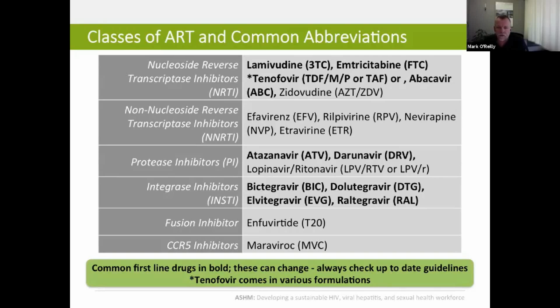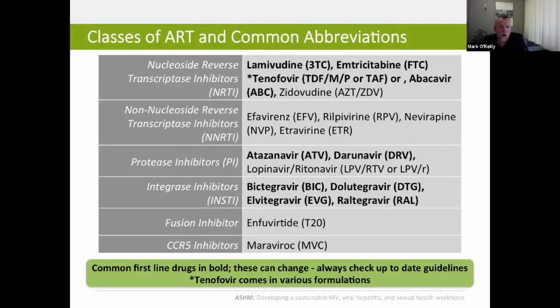or pre-exposure prophylaxis. Tenofovir disoproxil fumarate, or TDF, has two bioequivalent salts, maleate and phosphate. So TDF, TDM, and TDP are bioequivalents. Tenofovir alafenamide, or TAF, is a different type of tenofovir, which is processed in the body in a different way.